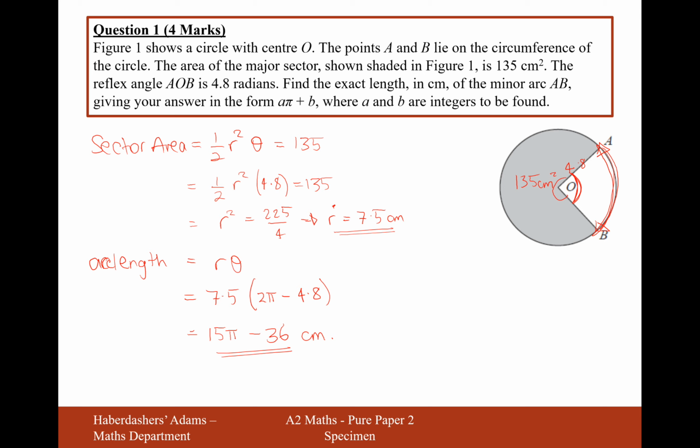So there we are. We had to use both the formulas for sector area and arc length. We first had to find the value for the radius, and then we plugged in the value for the radius into the arc length, and we had to work out the minor arc. So major and minor arc are terminologies that you have to be familiar with, major being the greater one, minor being the smaller one. And to work out the angle of AOB, the acute angle AOB, we had to do 2 pi minus 4.8. So there we are, that's 4 marks for question 1 there.